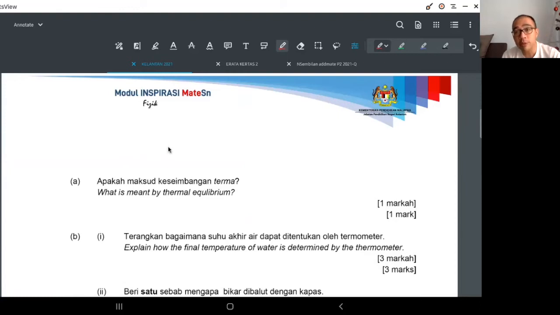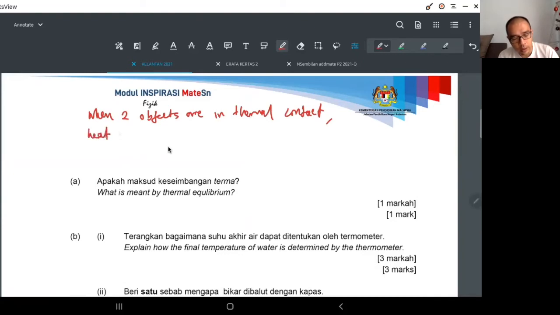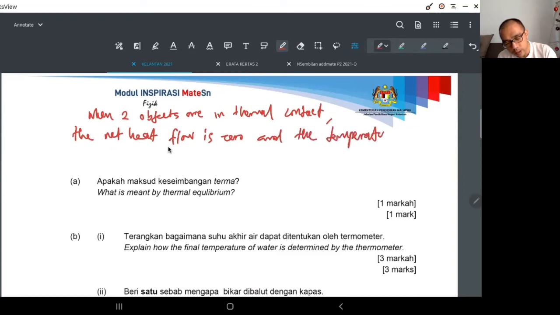Thermal equilibrium is a long one. When two objects are in thermal contact, the net heat flow is 0 and the temperature is the same. Net heat flow is 0, and the temperature is the same.